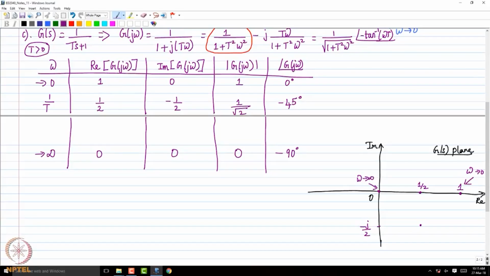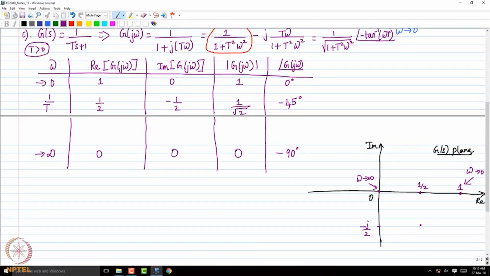Now, what happens to the Nyquist plot of this particular factor? We have identified 3 points. Now, I need to draw a curve which passes through these 3 points. Of course, given these 3 points I can draw so many curves.